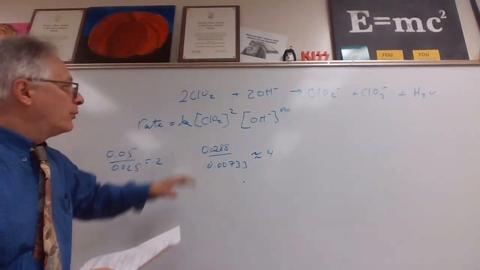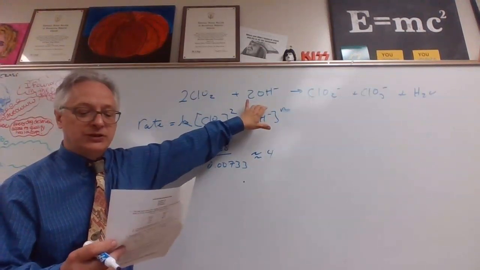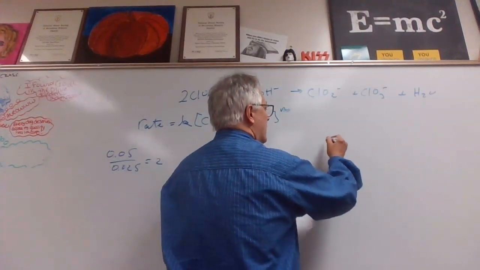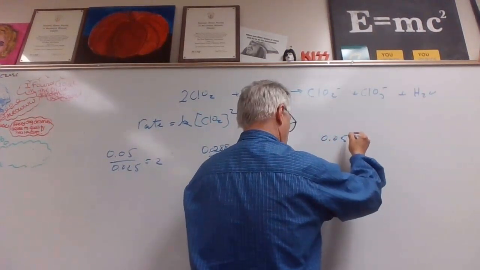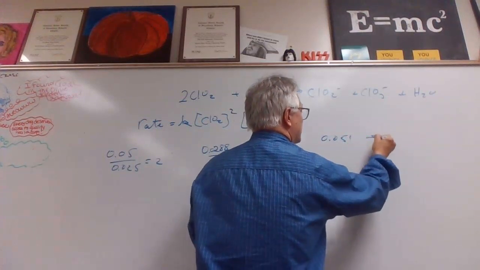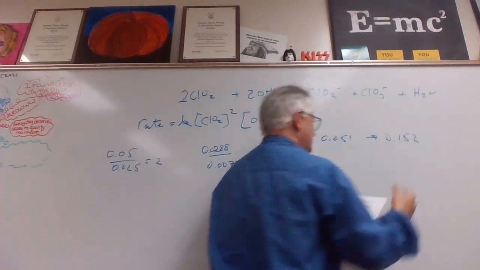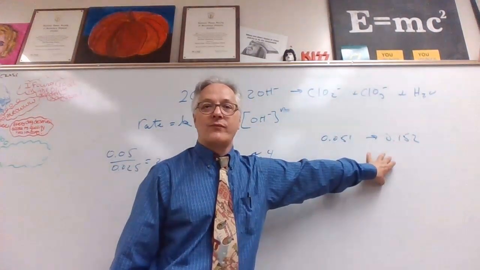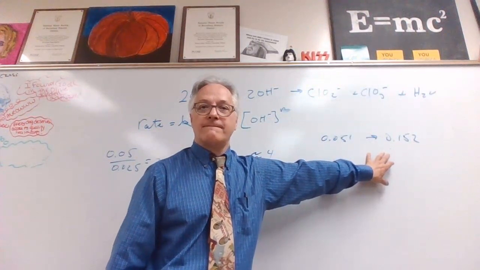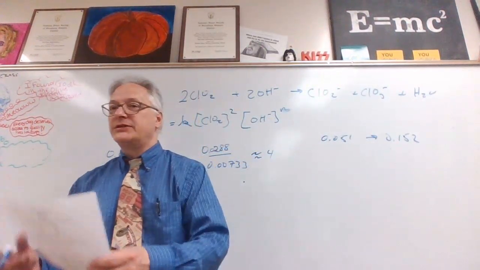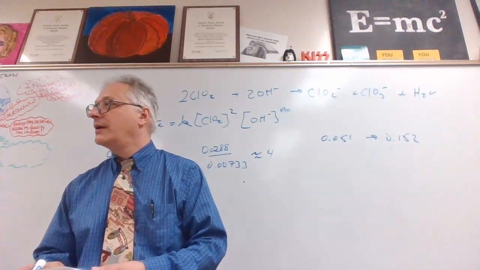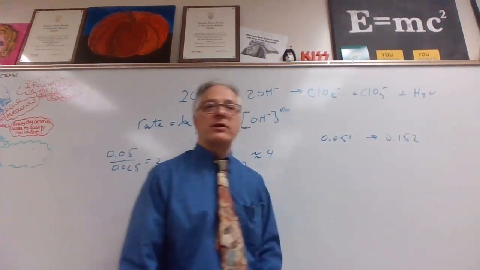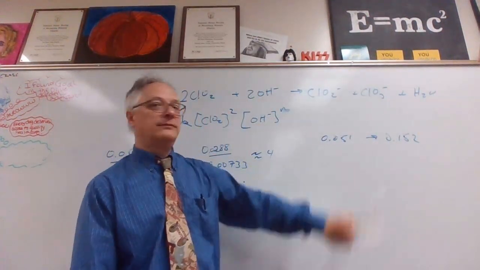Now let's take a look at runs 2 and 3. In runs 2 and 3, we're holding that constant and we're changing the concentration of that. As a matter of fact, we're going from a concentration of 0.051 up to 0.152. So what is that? That's roughly a factor of what? Wait, what are those numbers from? The problem. They're the concentration of OH. Yes. Divide the bigger number by the smaller number. You can do that in your head.